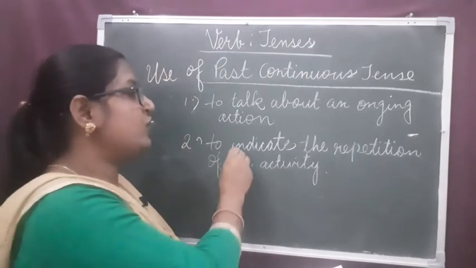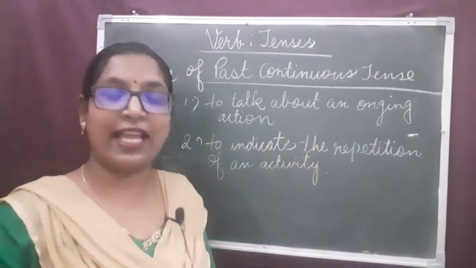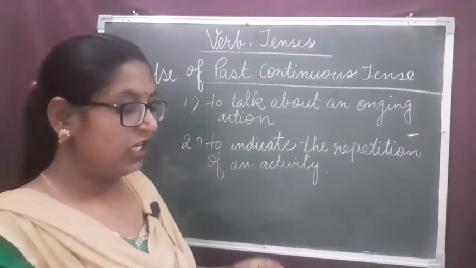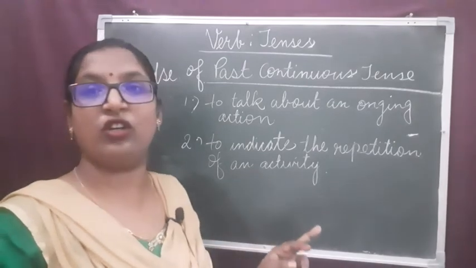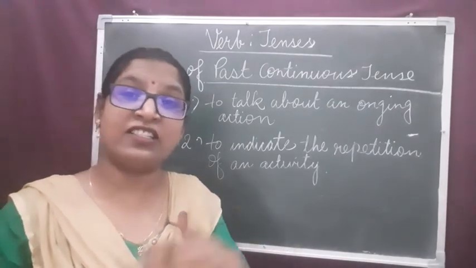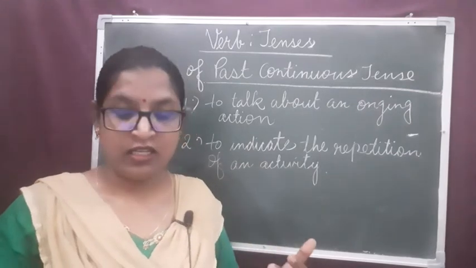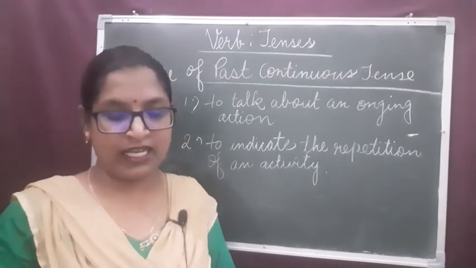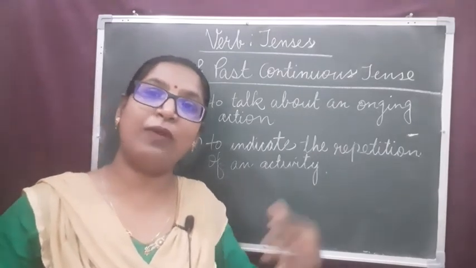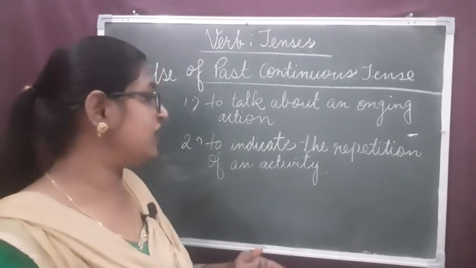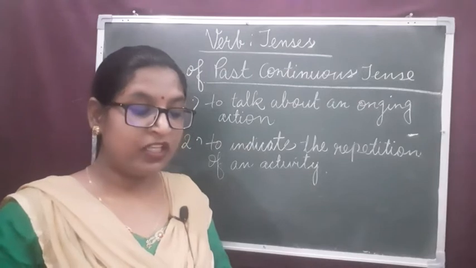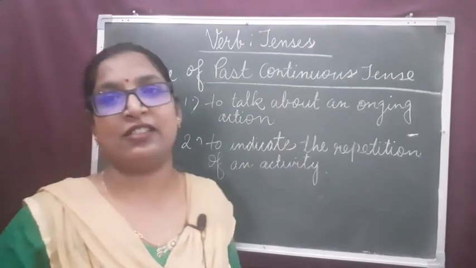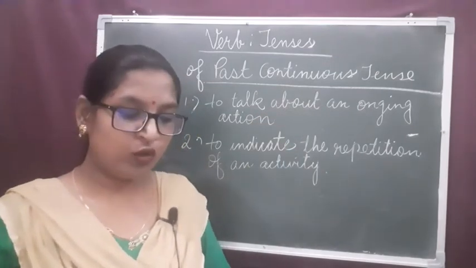The second one is to indicate the repetition of an activity during a period of time in the past, an activity which keeps repeating in the past. Our neighborhood dogs were barking all night. Our neighborhood dogs were barking. The activity is being repeated here, we can see. So, to indicate the repetition of an action in the past, we use past continuous tense. Hope you understood this topic.